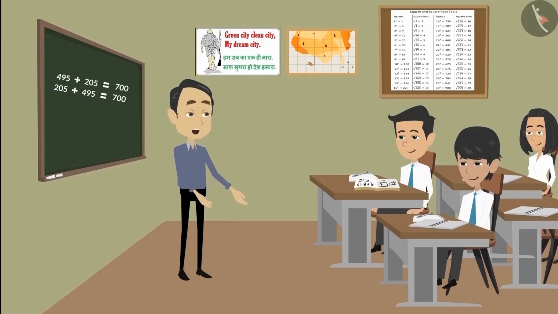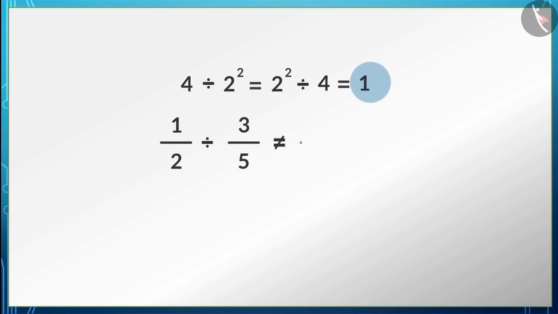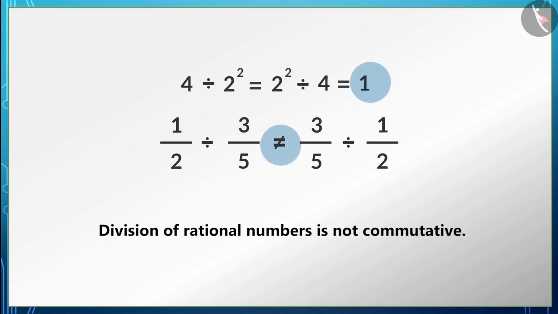Here, with the help of examples, we have learned that when we divide two same numbers, we get the same answer even if we change their order. But generally, if we change the order while dividing numbers, our answer changes. This is because division of rational numbers is not commutative.